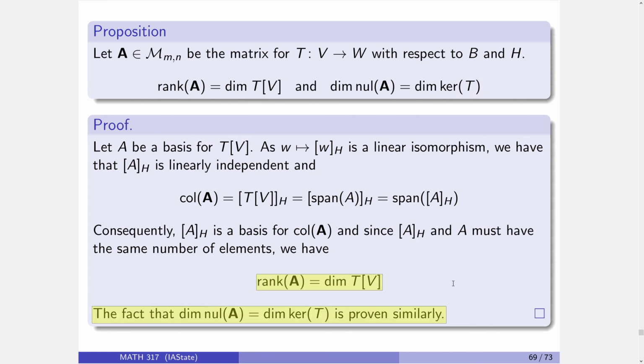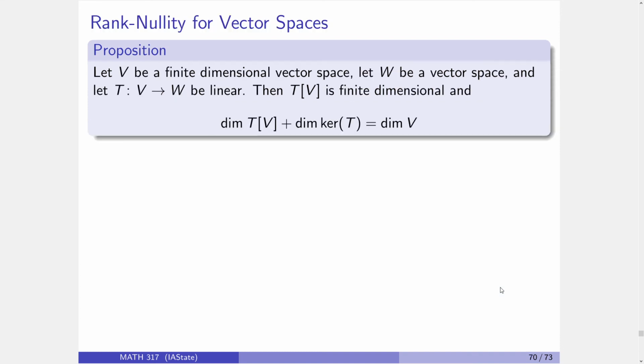I proved that for rank, and you do the same thing for the dimension of the null space. We know that the null space of the matrix must equal the coordinate transform of the kernel of the mapping, so you take a basis for the kernel and go from there. Alright, cool. With all this machinery in place, we can now prove the rank and nullity theorem for general vector spaces.